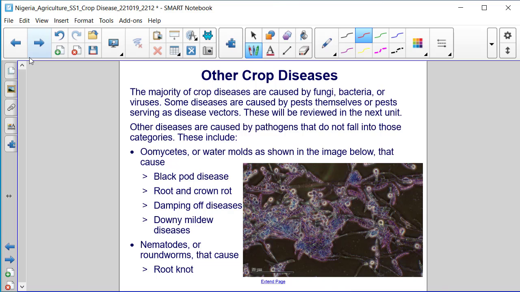Other diseases are caused by pathogens that do not fall into those categories. These include oomycetes or water molds, as shown in the image below, that cause black pod disease, root and crown rot, damping off diseases, and downy mildew diseases, and nematodes or roundworms that cause root knot.